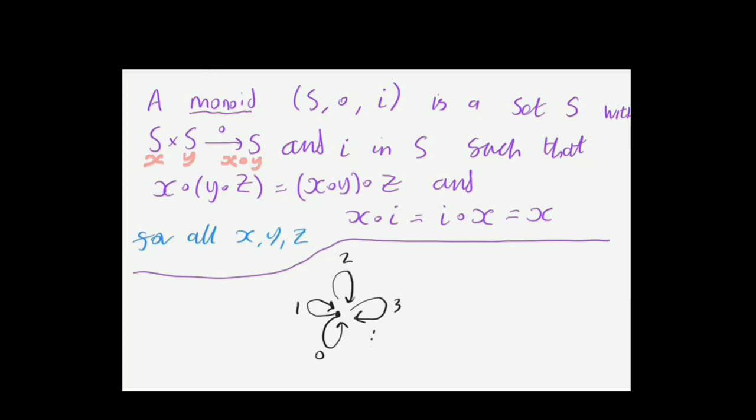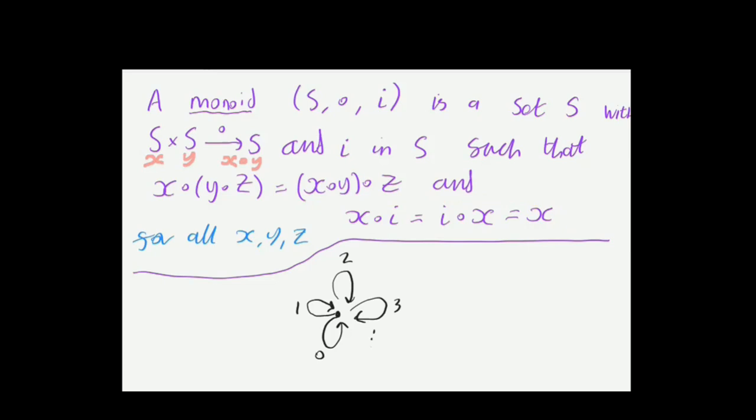And this operation has some special properties. In particular, it's an associative operation, which means that this equation always holds for any X, Y, and Z. And also we have this special element of the set called I, which is like the identity. So we have these rules that composing or multiplying an element by I just returns that element back again. And so that's what a monoid is.